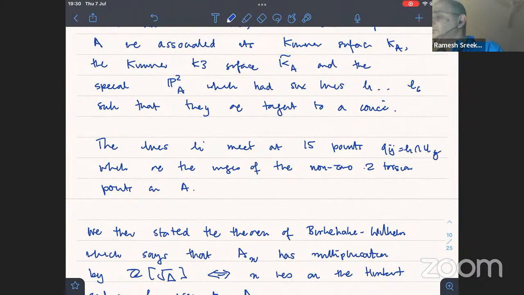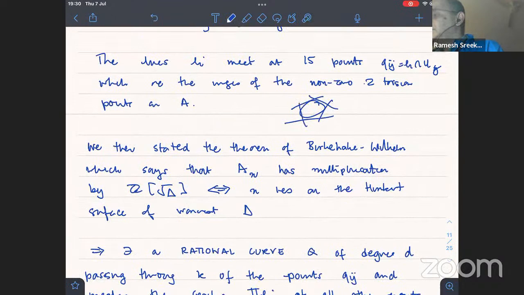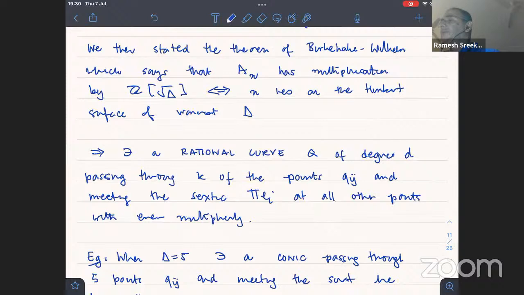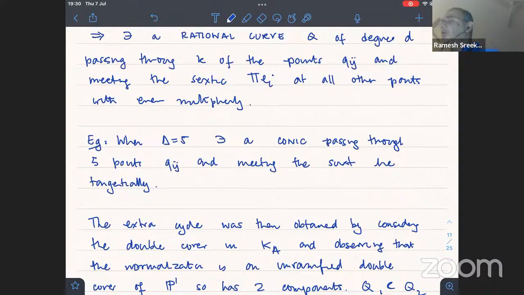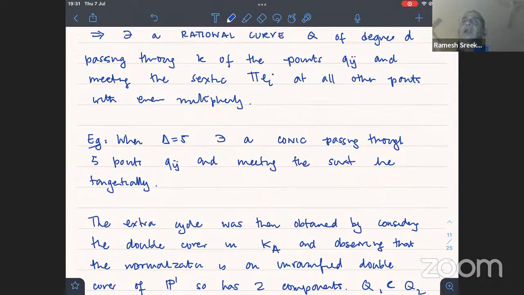Right, so you have some picture like this. And they meet at 15 points, which are the image of the remaining 2-torsion points. Okay. And the theorem of Birkenhake, Wilhelm, and Humbert says that if A has multiplication by Z root delta for certain deltas, then there is a rational curve Q of some degree D passing through some K of those points Qij and meeting the sextic product of the Li at all other points with even multiplicity. For example, there's a theorem of Humbert: there's a conic passing through 5 points Qij and meeting the sixth line tangentially. So this is a criterion for there existing an extra element in the Néron-Severi group.